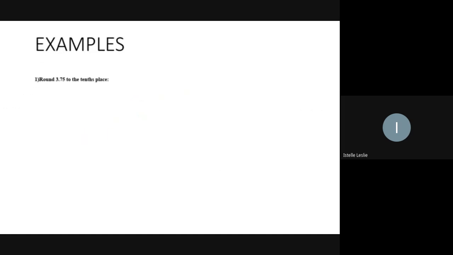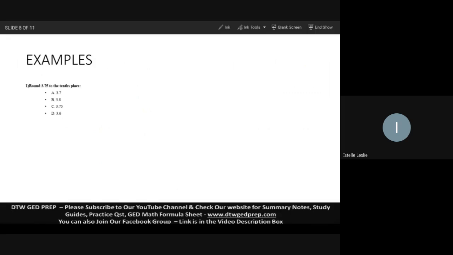So the correct option there is B, 3.8. Why? Because after the decimal, the last zeros can be discarded. So 3.80 is the same thing as just writing 3.8. You can discard the last 0. So is this clear?